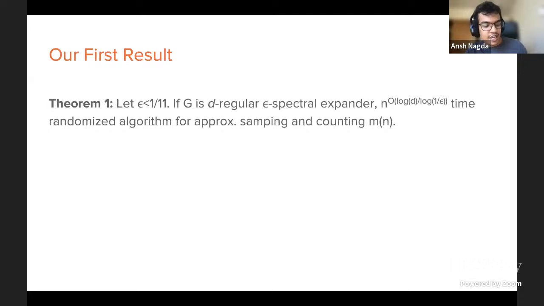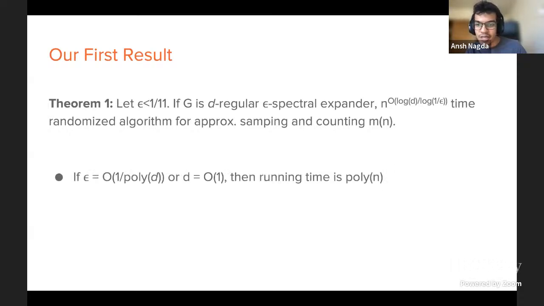Now I can state our first result: if G is a D-regular epsilon spectral expander, then there is an algorithm for approximate sampling and counting of perfect matchings that runs in time n to the log D over log 1 over epsilon. To make sense of this, notice that if epsilon is small enough compared to D, or if D is a constant, then this is a strictly polynomial time algorithm.